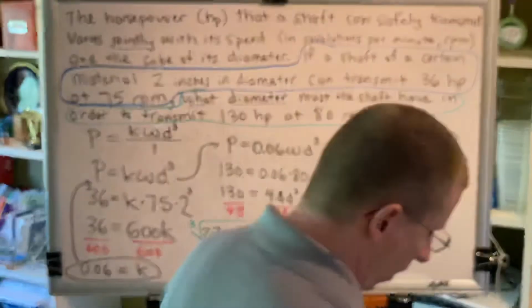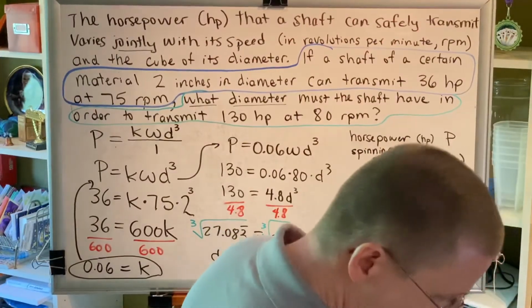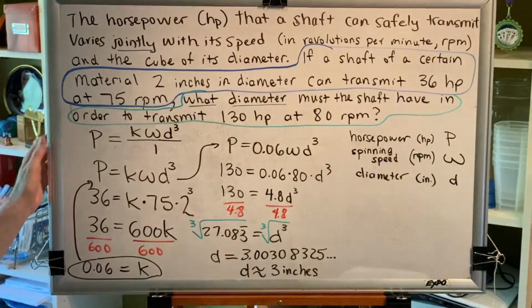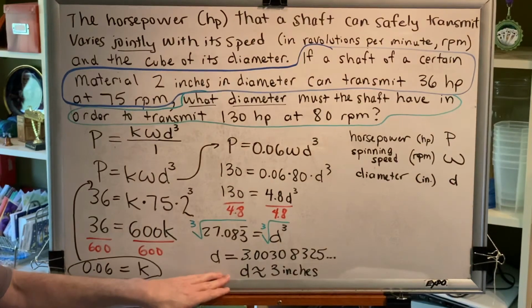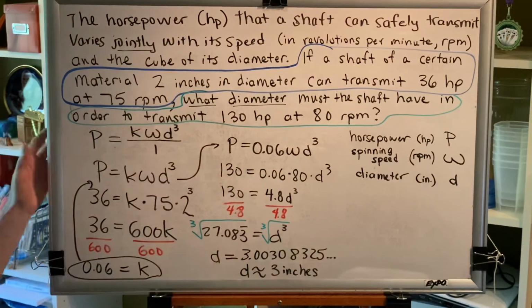So, if I'm the mechanical engineer, my job is to do all of these calculations and then go find my fabricator and tell the fabricator, please make me a shaft with a diameter of 3 inches so that it meets the new design criteria.